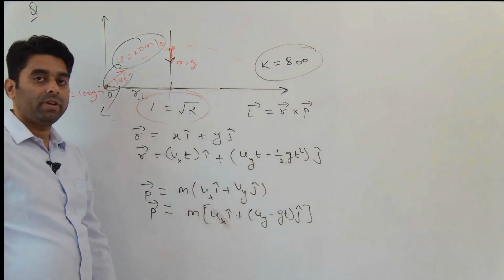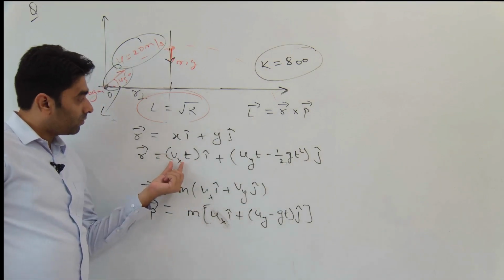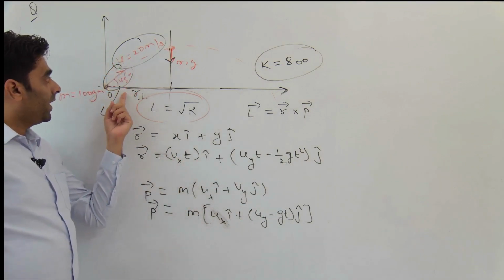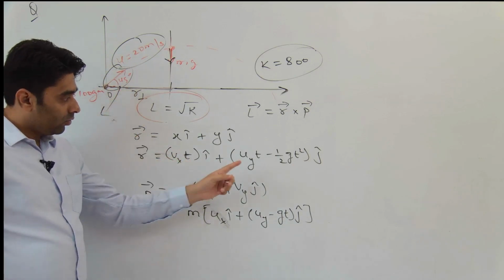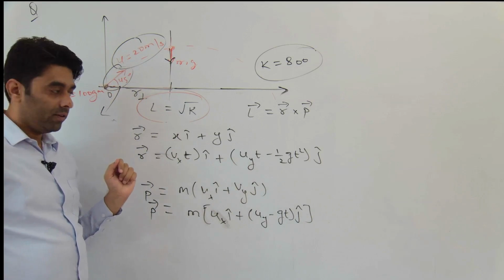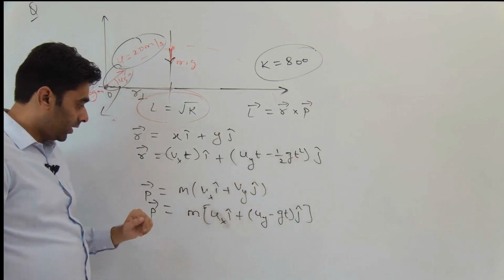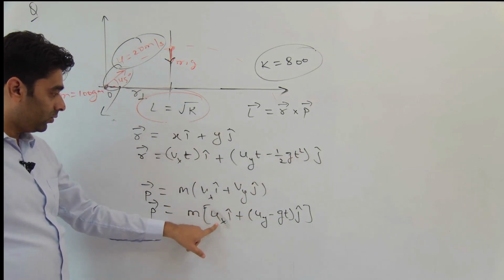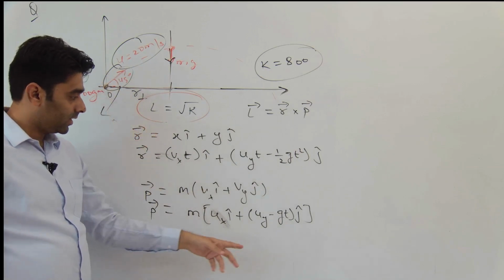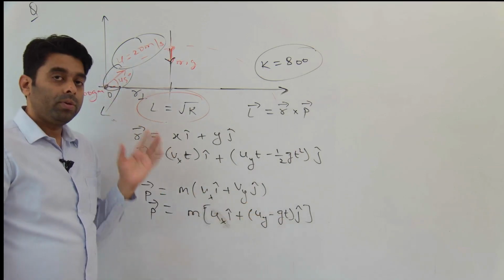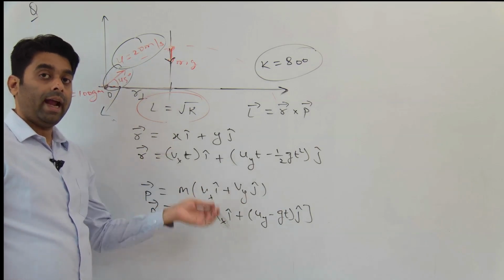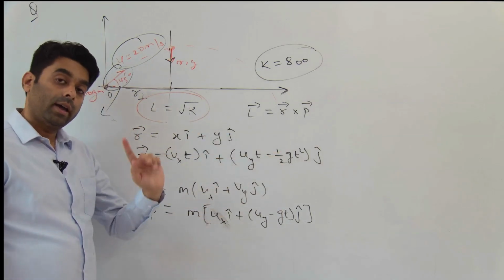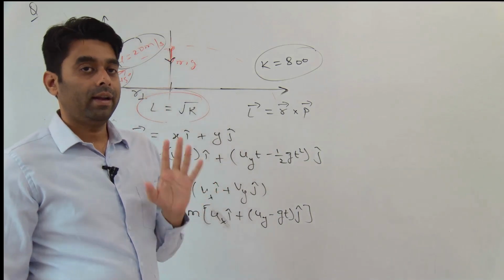This is our position vector expression. Vx value will be how much, beta? 20 cos 45, that is 20 by root 2. T value is 2. Uy value is 20 sin 45 and a half gt square, t is 2 over here. In this case, again ux value is initial velocity in x direction, uy minus gt. Substitute the values. Once you get r expression, then you get p expression, and then do the cross product of it. Again your answer will come out to be 800 only.